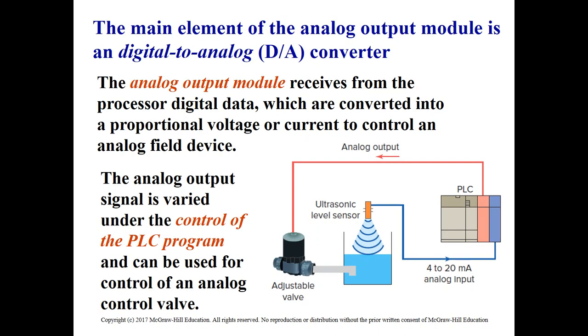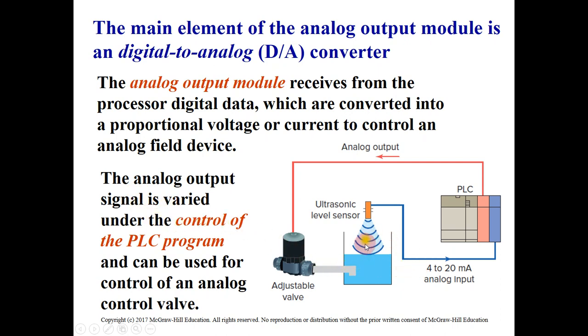The main element for the analog input module is the analog to digital converter, while the main element for the analog output module is the digital to analog converter. In this module, we need to convert from digital to analog, because the output module will receive the signal from the controller, which is digital, and it will send it to the analog devices, which are analog. So we need to convert it from digital to analog. So the analog output signal is varied under the control.